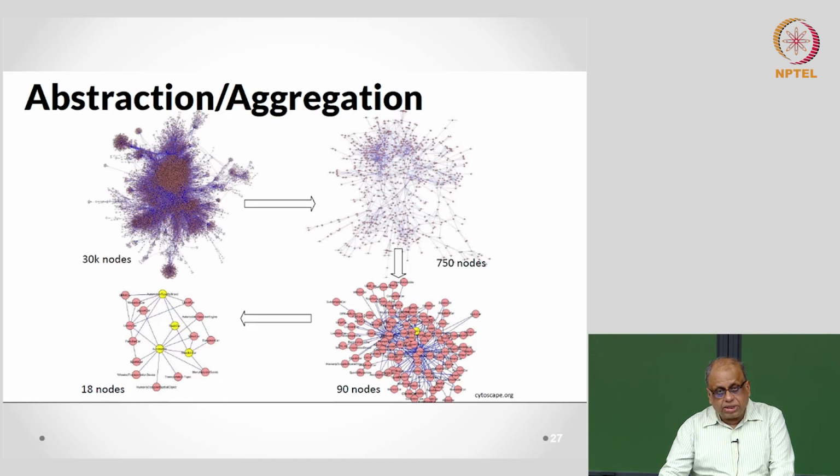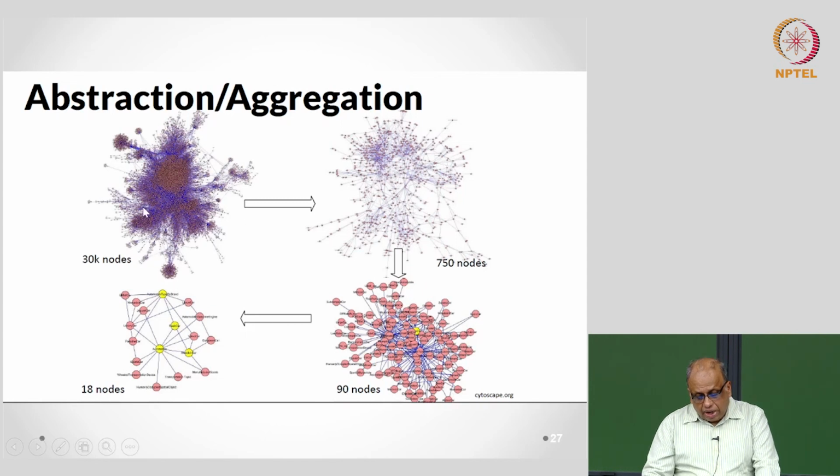This is a good example of clustering. You have 30,000 nodes, and from there you did some clustering to come to 750 nodes, and then you can come to 90 nodes. From there you came to 18 nodes. And now, if you are interested in one of those clusters, you can double click on it and see the details of that cluster.